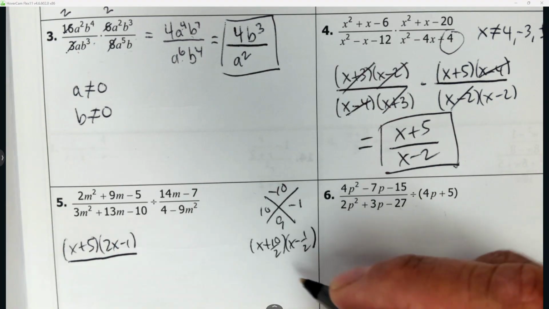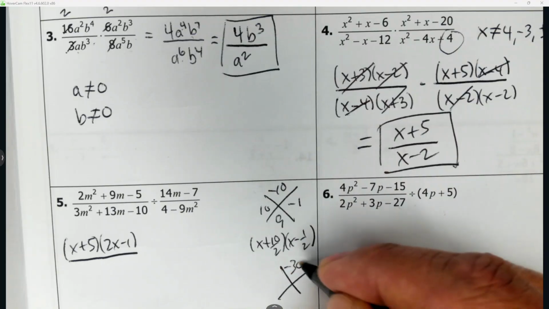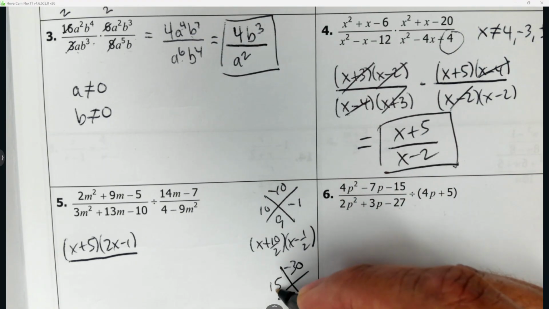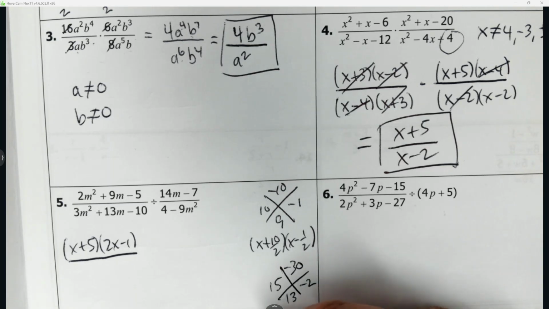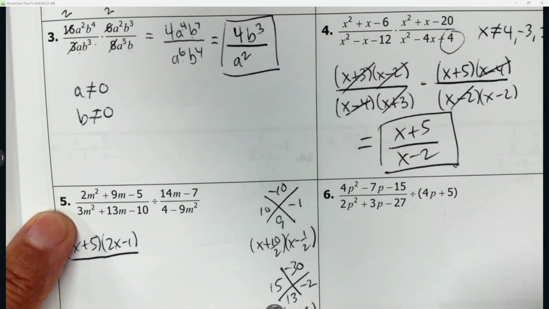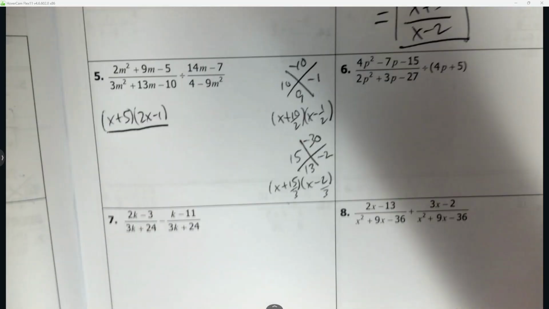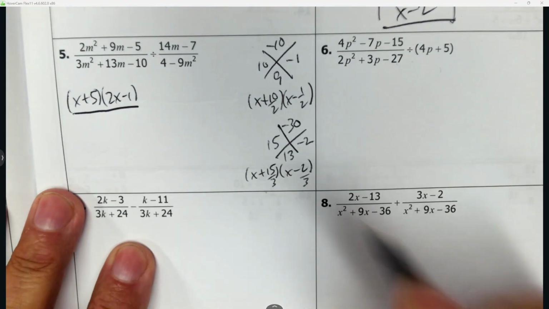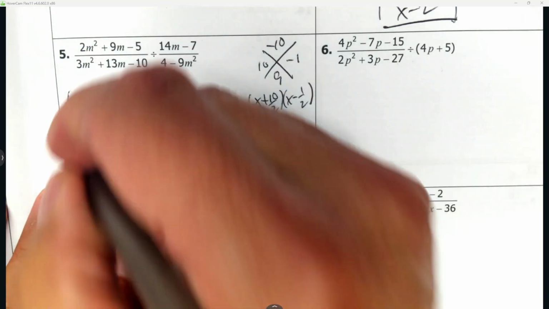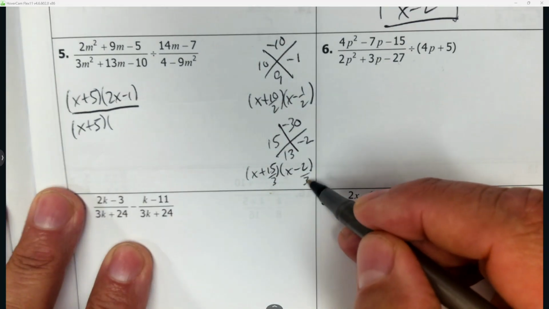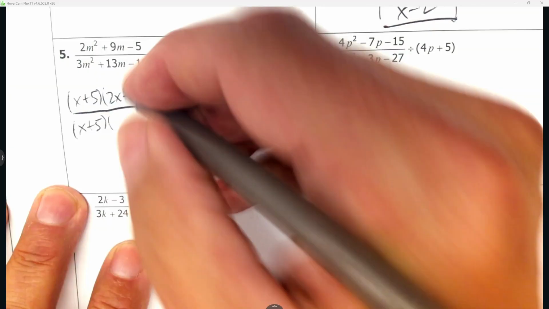3 times negative 10, negative 30 and 13, and those two numbers are what? 15 and negative 2. So when I go 15 and negative 2, I'm going to divide by 3. Make sure you see it. And 15 divided by 3, that's 5. 2 divided by 3 is a fraction, so that denominator is going to slide in front.